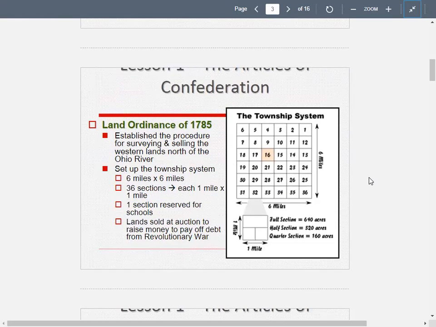The Land Ordinance of 1785. This established the procedure for surveying and selling the western lands north of the Ohio River. It set up the township system, which is 6 miles by 6 miles. So it's 36 sections, each 1 mile by 1 mile. One section was reserved for schools. Land sold at auction to raise money to pay off debt from the Revolutionary War.